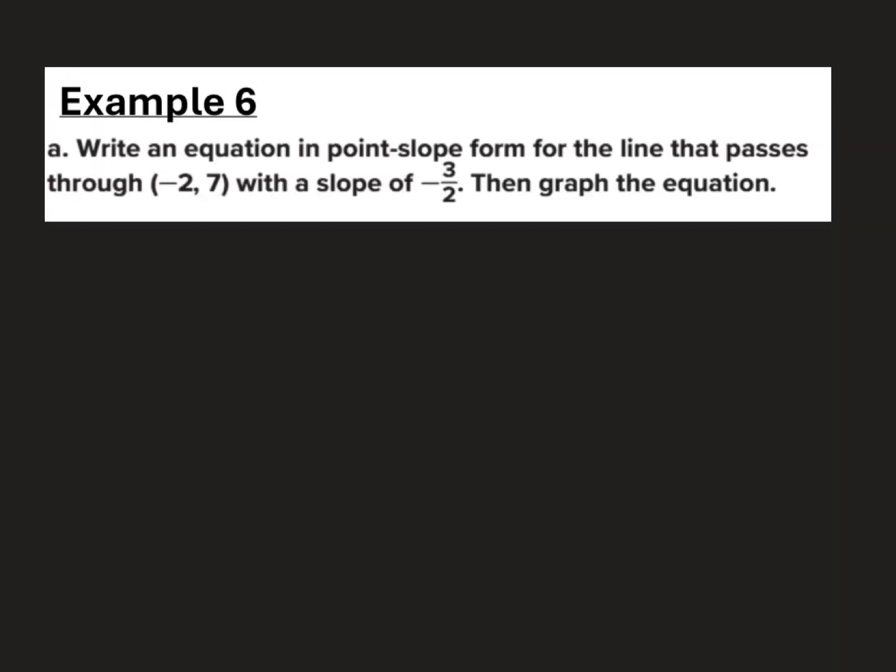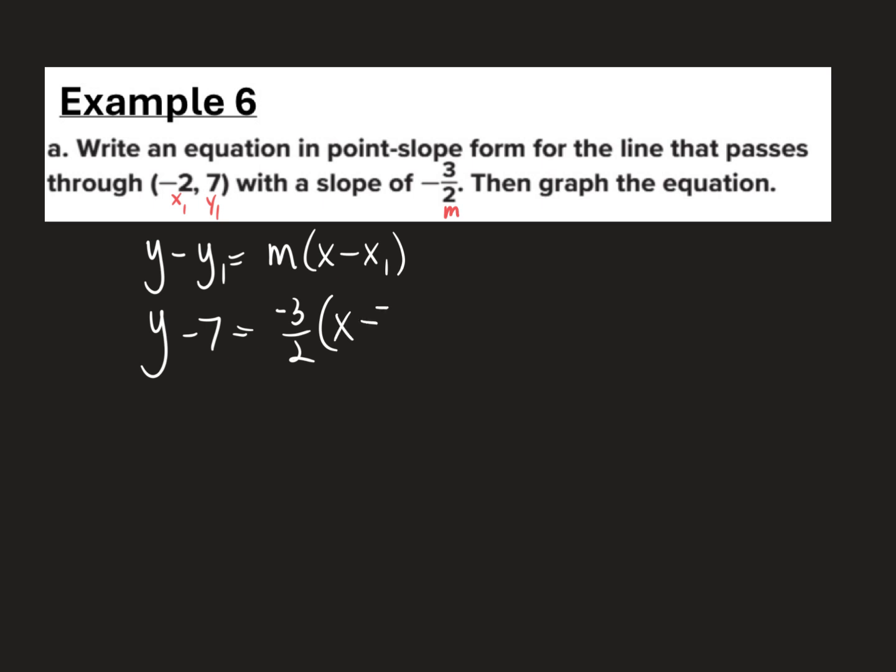Write an equation in point-slope form for the line that passes through -2, 7 with a slope of -3/2. So point-slope form, y minus y1 equals m times x minus x1. x1, y1, m. So y minus 7 equals -3/2 times x minus -2. And you are welcome to go ahead and write it this way. Y minus 7 equals -3/2 times x plus 2. That is my equation.